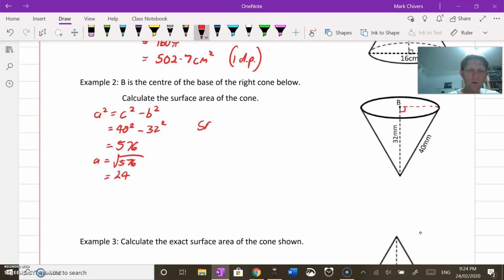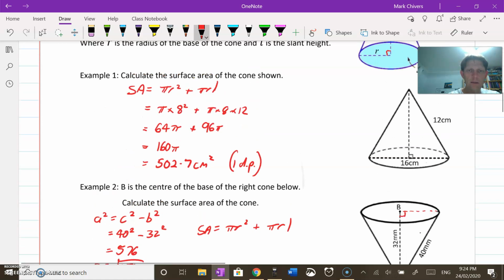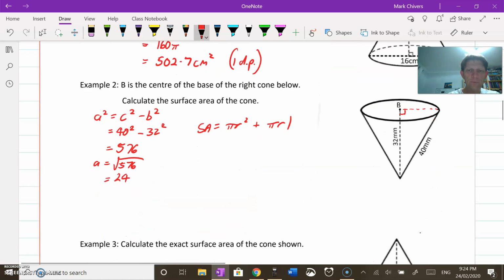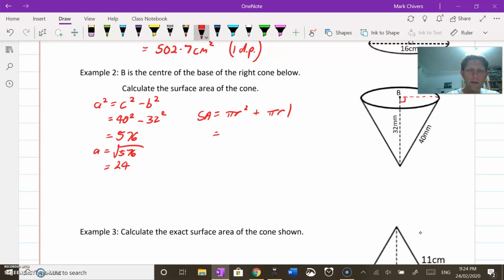So now we've got all the details we need to use that formula. So the surface area is pi r squared, just the area of the base, plus pi rl, as given in that formula up there. Okay, so we know what pi is. R is 24, so 24 squared plus pi times 24 times the slant height. Make sure you use the right one, and that in this case is 40.